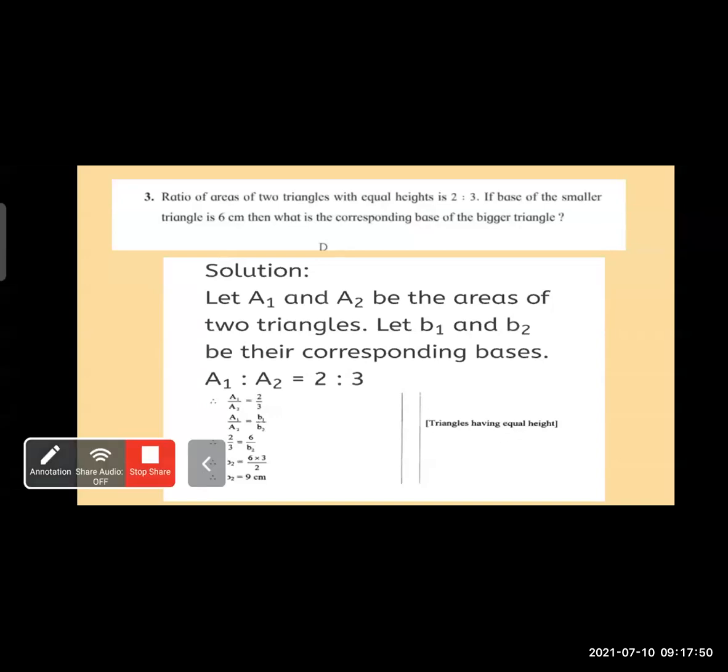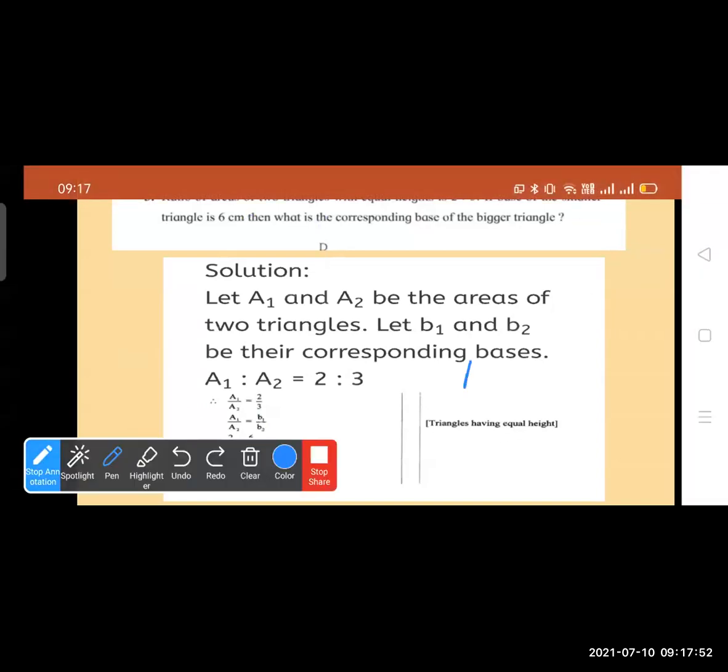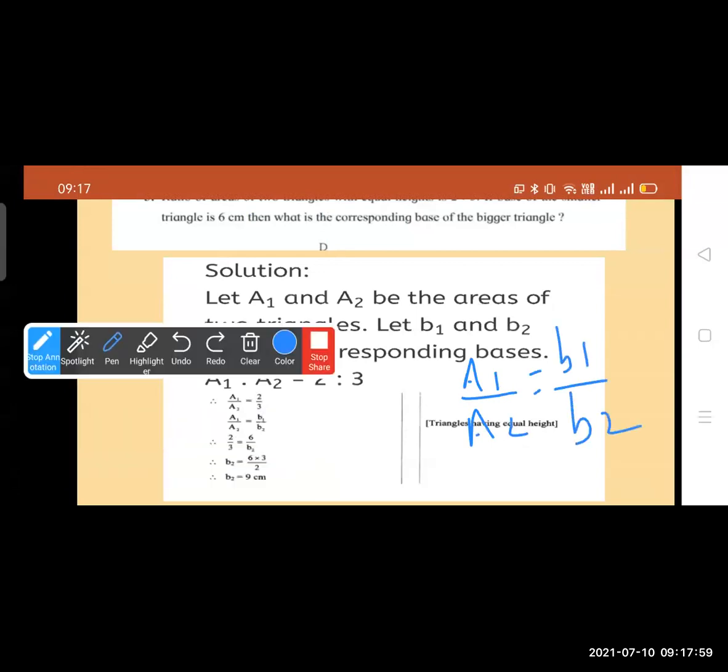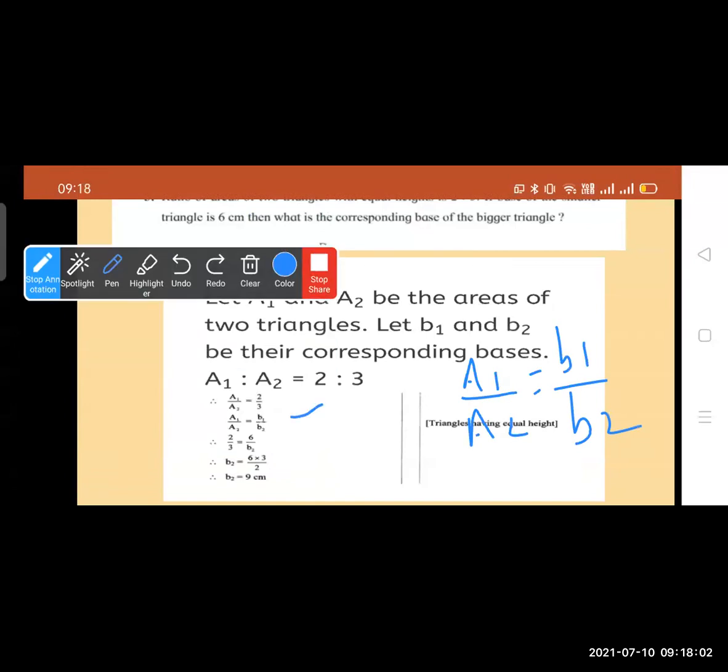So if they have common height, then we write the ratio of the areas is equal to B1 by B2. Okay. So here we write B1 by B2. But the ratio of A1 by A2 is 2/3 and B1 is 6. So cross multiply it. So we get B2 is equal to 6 into 3/2. So 2 ones are 2, 3 twos are 6... so we get B2 is equal to 9 centimeter. It's very simple for a 2 mark question.